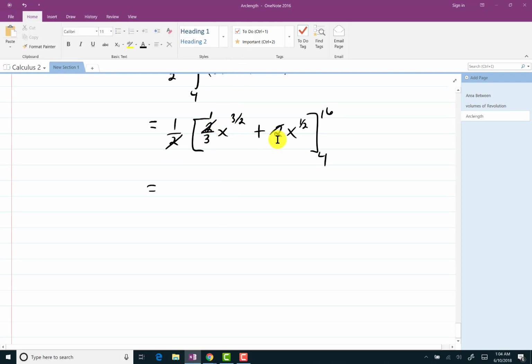So anyways, what I'm going to have then is 1/3 times 16 to the 3/2 plus 4 to the 1/2 minus 1/3 times 4 to the 3/2 plus 16 to the 1/2 minus 1/3 4 to the 3/2 plus 4 to the 1/2.